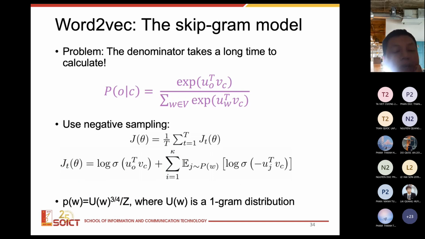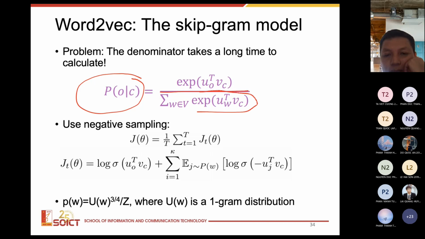So let me explain again. The problem with the normal calculation of the probability of having O given C, in this formulation, is that it is a sum function. The denominator here is quite expensive to calculate, so they tweak the loss function a little bit. The loss function we have is here.